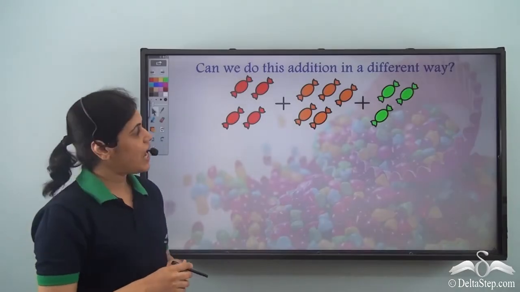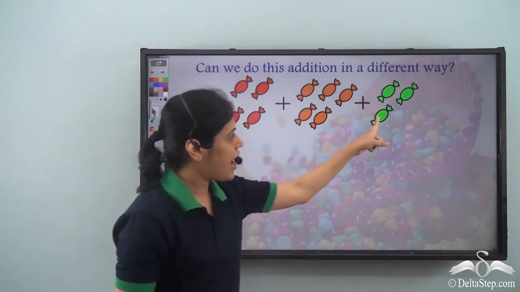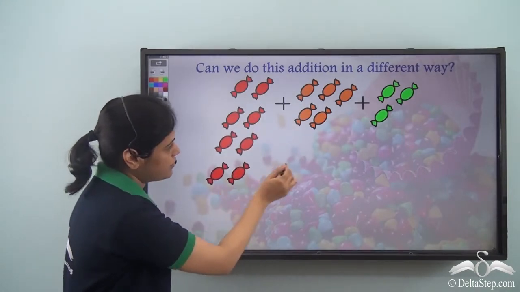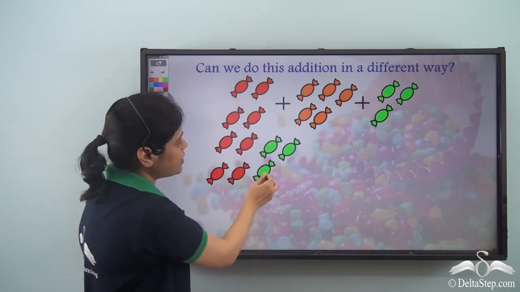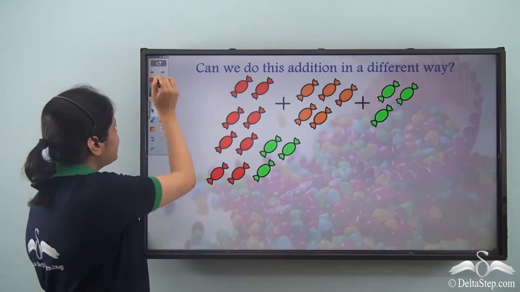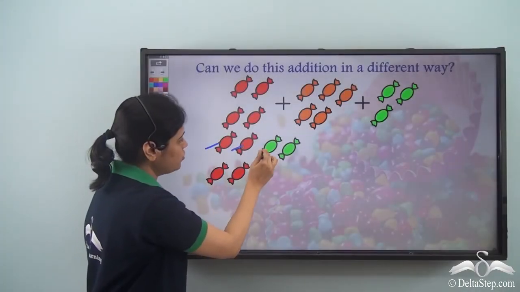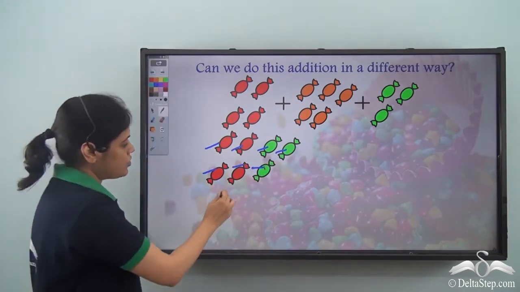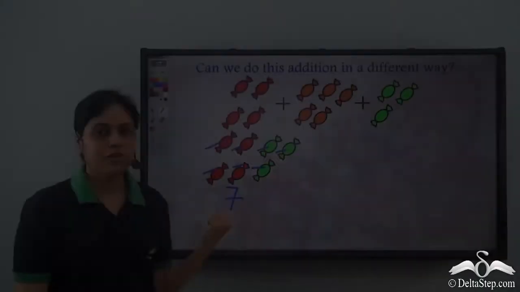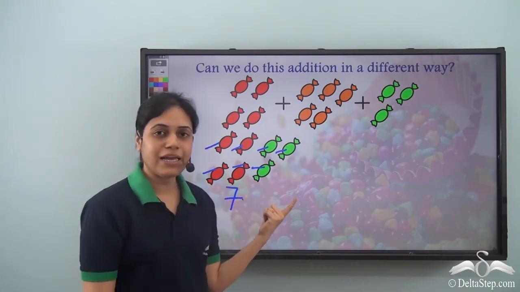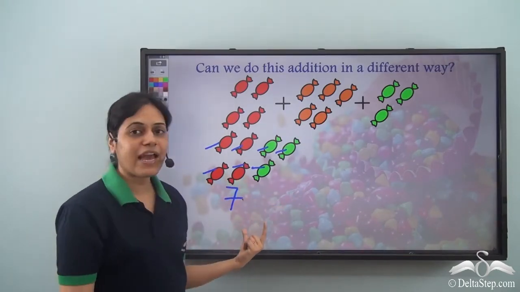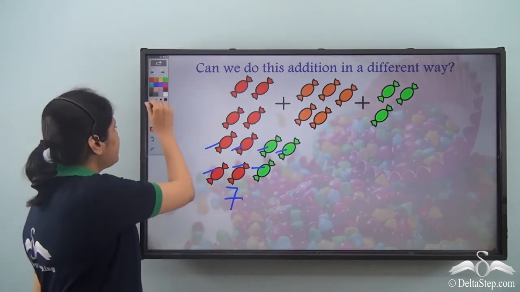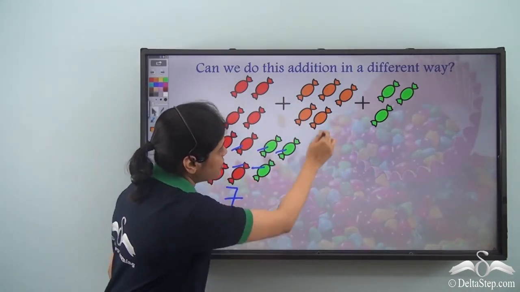So this time, I will first add the red and the green candies together. So let me first bring the red and the green candies together. How many candies are here? 1, 2, 3, 4, 5, 6, 7. So we have 7 candies. Now to these red and green candies, that is, to the 7 candies, I need to add these 5 orange candies.